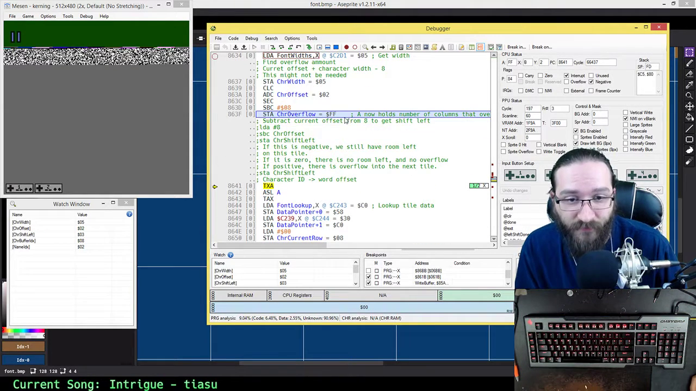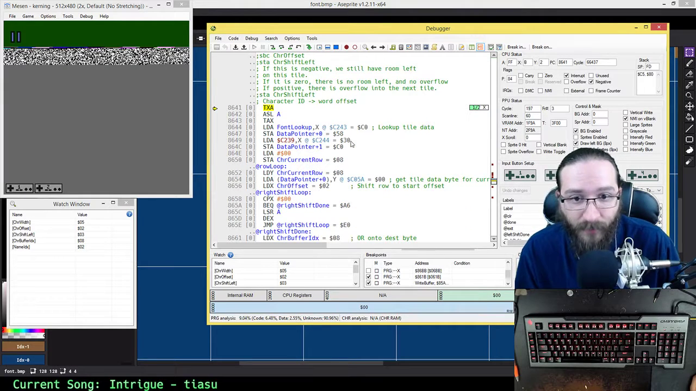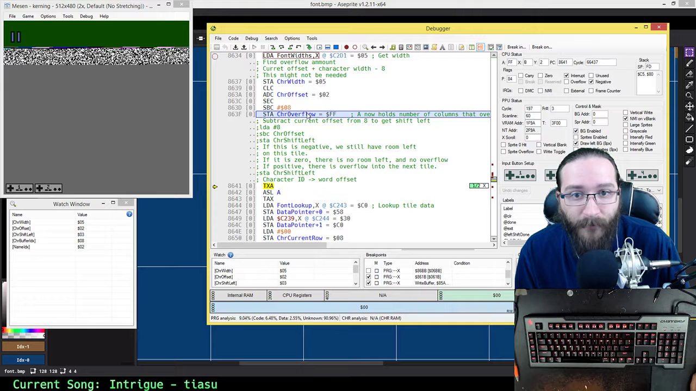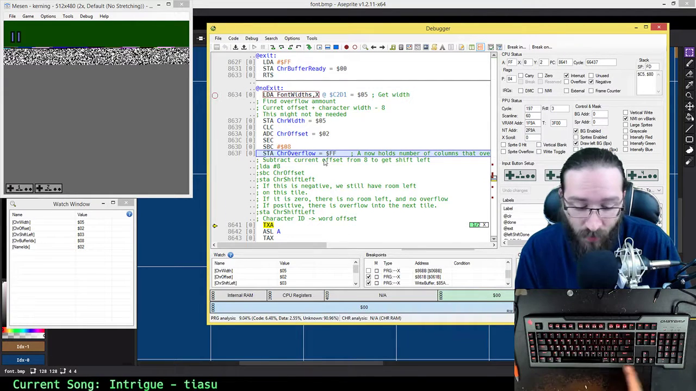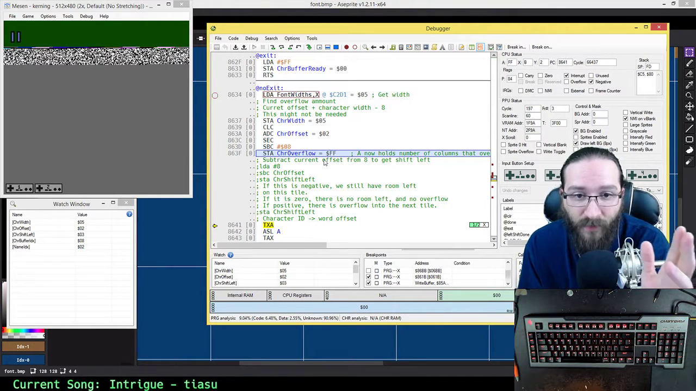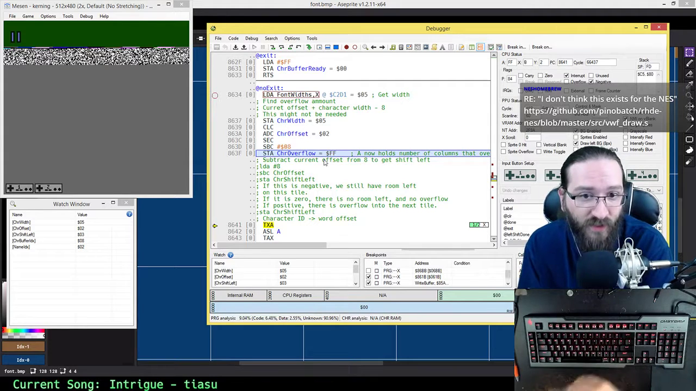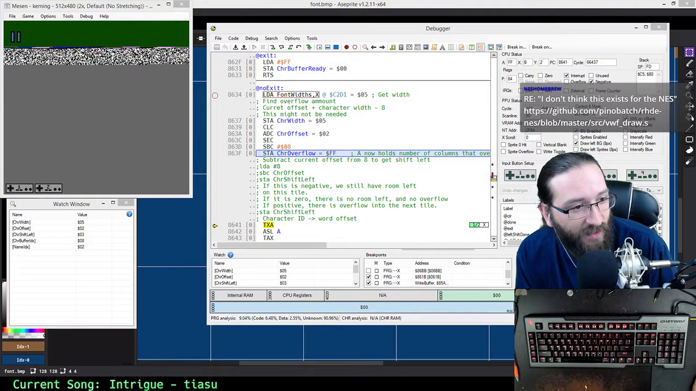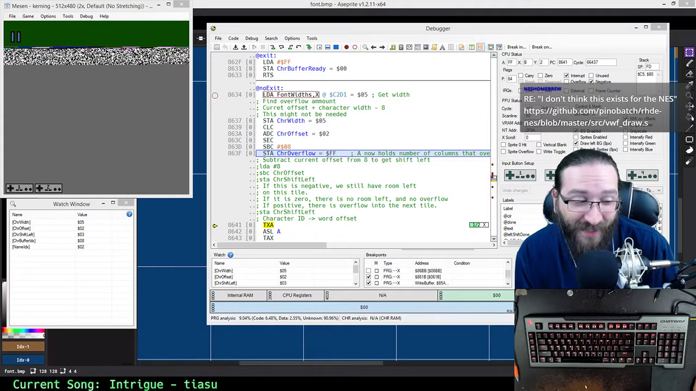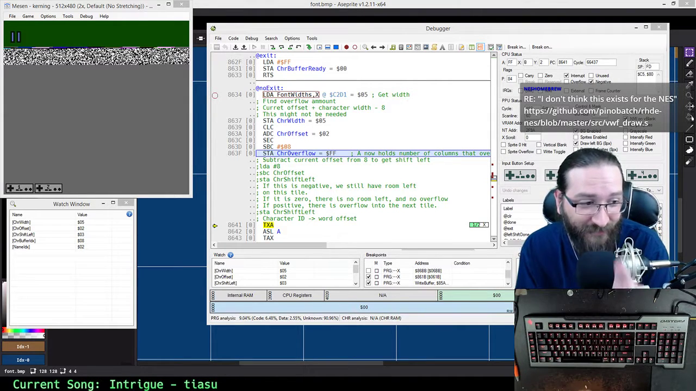Now, if this is negative, that means there's no overflow. We've got some room left. This is all commented out code that I think is wrong, so whatever. If this is 0, that means there's no overflow, but it lines up directly with the border of the next tile, so the offset is going to be 0 anyway. But if it's positive, that means there's some overflow into the next tile, and it'll show you how many rows of overflow. So there you have it.